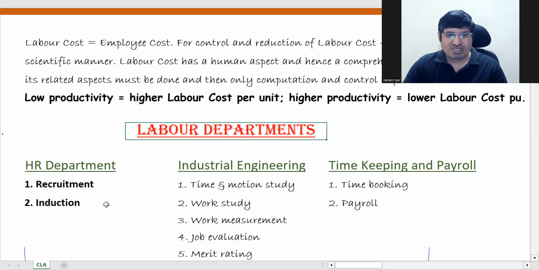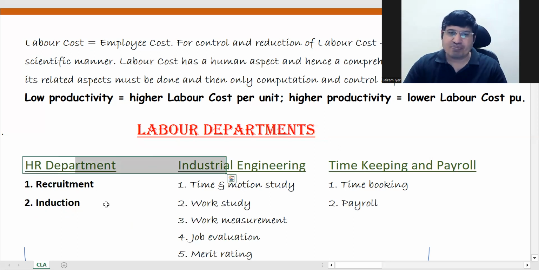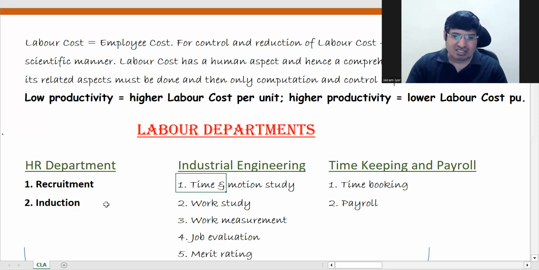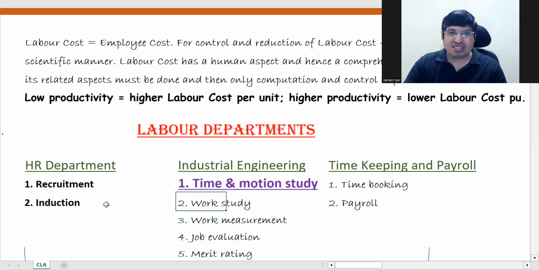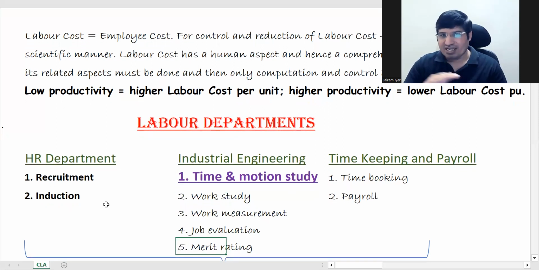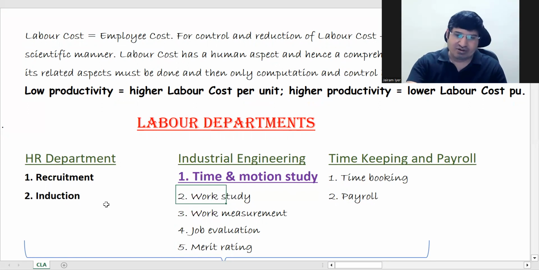These are groups of departments. Next is industrial engineering department. In industrial engineering department, one is time and motion study. This work is done here. Time and motion study is seen. I will not discuss these things now because each one is going to be discussed in detail. We'll just see the points here, and then once we go ahead, we'll discuss each of these in detail. Time and motion study, work study.